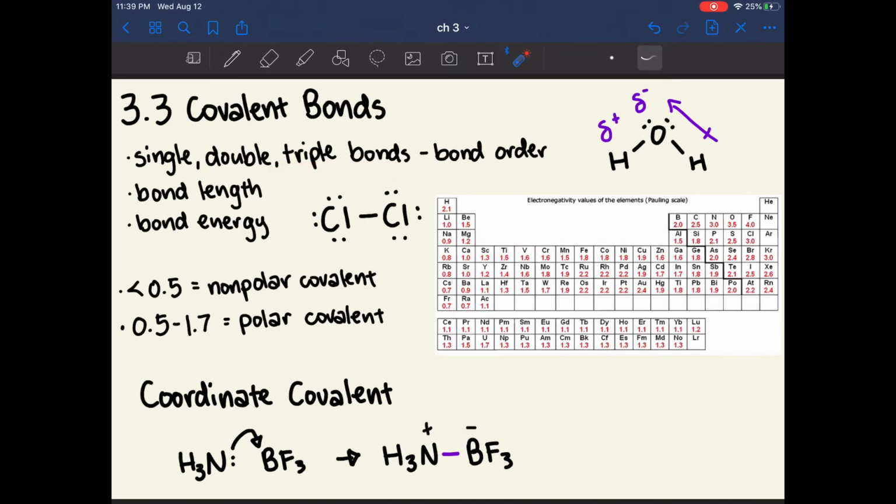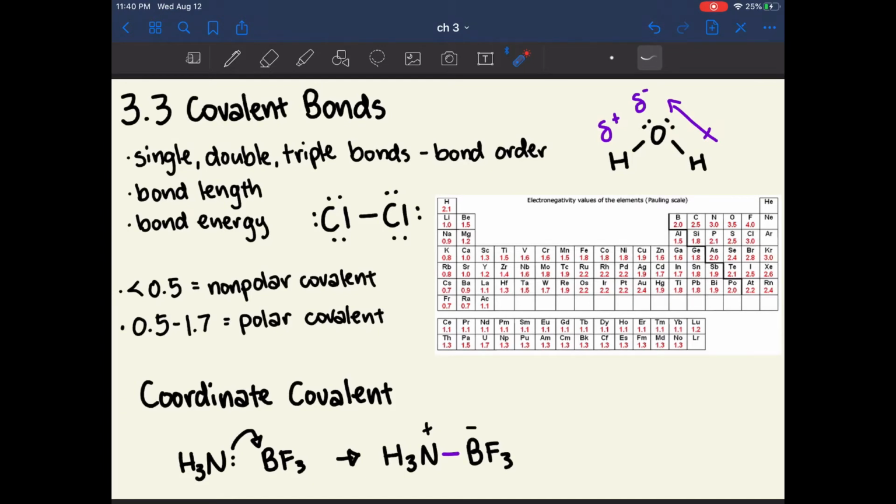There are 2 types of covalent bonds. One is a nonpolar covalent bond, which is when the difference in electronegativities between the 2 atoms is less than 0.5. And the other is a polar covalent bond, which is when the difference in electronegativities is between 0.5 and 1.7. Now, I don't find this definition particularly helpful because covalent bonds are generally formed between the nonmetals, so between one nonmetal and another nonmetal.